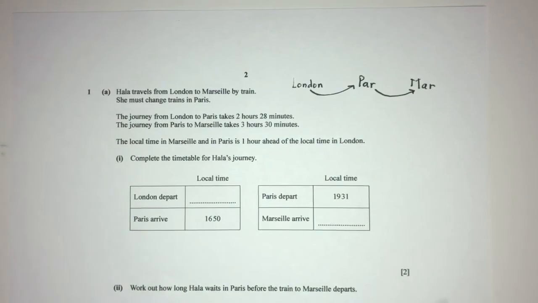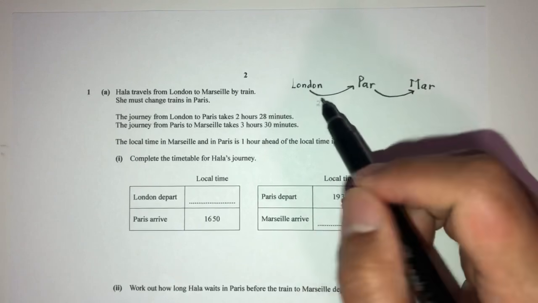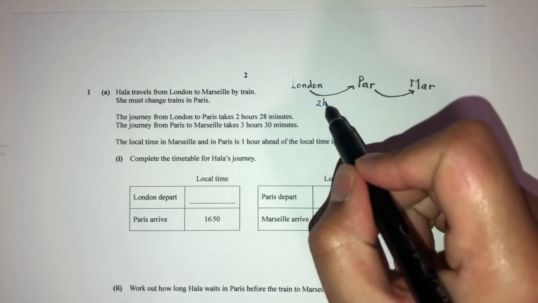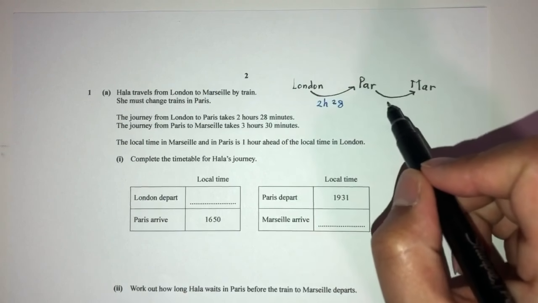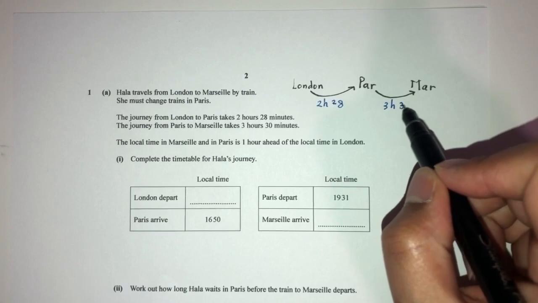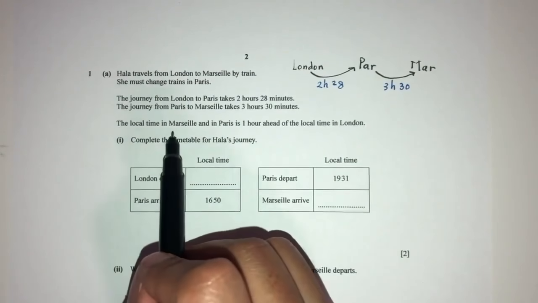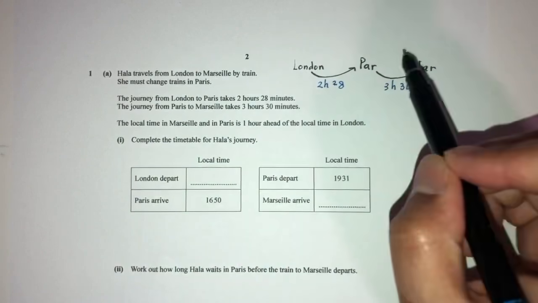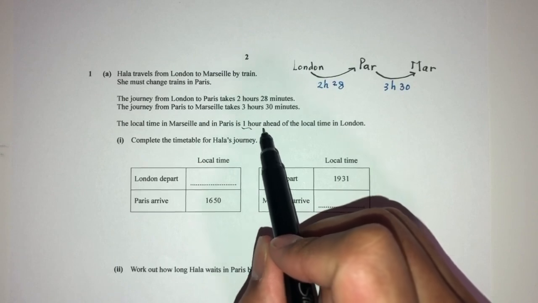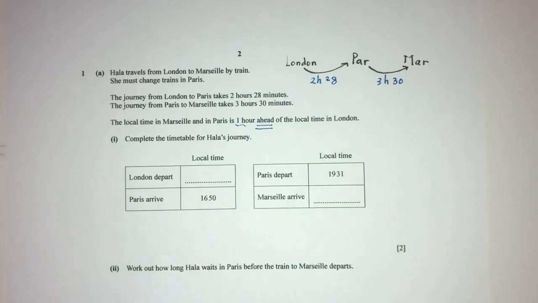Now, the journey from London to Paris takes 2 hours and 28 minutes. And from Paris to Marseille takes 3 hours and 30 minutes. Now, the local time in Marseille and in Paris, which is one in France, right, is 1 hour ahead. So we have to really grasp that. It is ahead of the time in London.